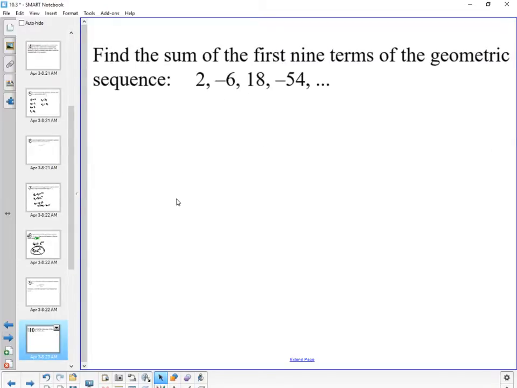Okay, try it out. Take it out for a test ride. Find the sum of the first 9 terms.